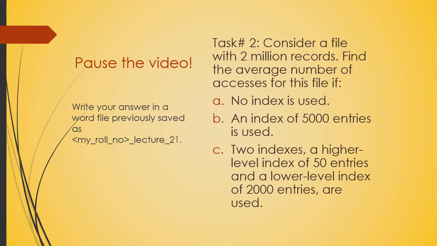Pause the video again. Task number 2. Consider a file with 2,000,000 records. Find the average number of accesses for this file if no index is used, an index of 5,000 entries is used, two indexes, a higher level index of 50 entries and a lower level index of 2,000 entries are used.